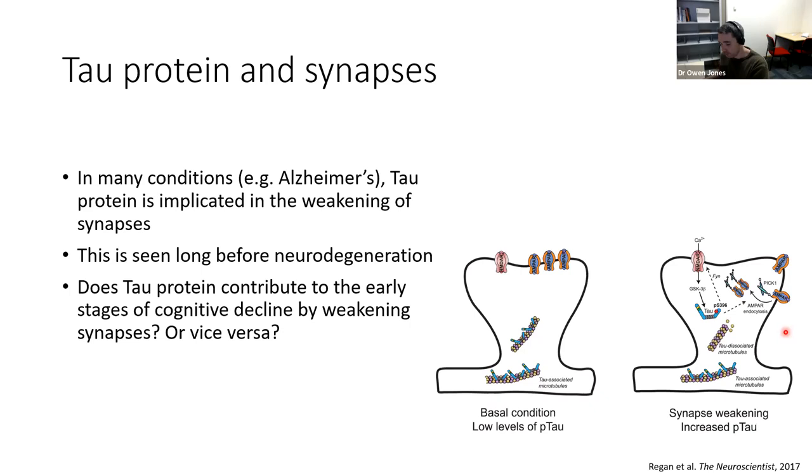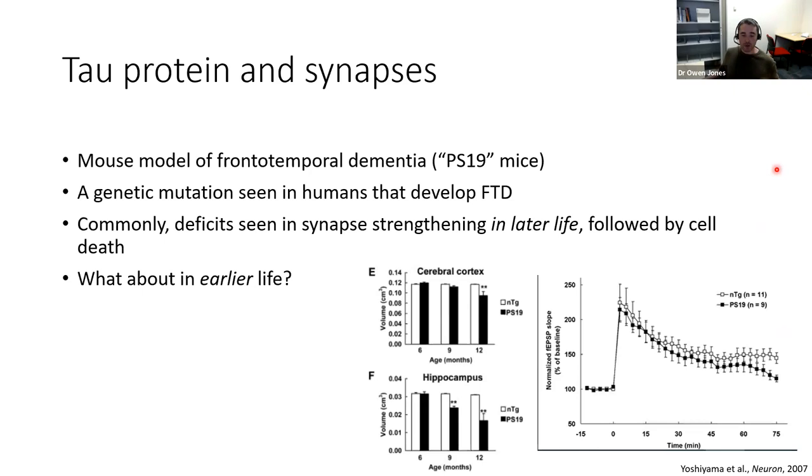Now, a few years ago, we were very fortunate to get our hands on a mouse model of frontotemporal dementia. They're so-called PS19 mice. You'll hear me talk about them a lot. PS19 is just the name of the mutation, really, and it's a mutation that is seen in certain families. There are now families all around the world that have been found to have this mutation, and all of these families that display this mutation go on to develop frontotemporal dementia.